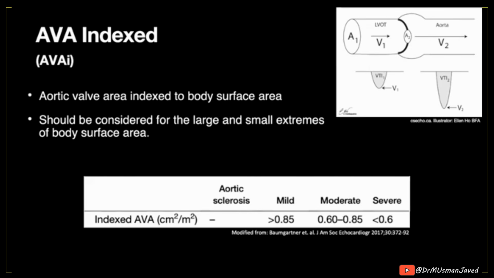And this is particularly important in the larger, smaller extremes of body surface area. Similar to the concept of patient prosthesis mismatch, which Taylor talked about in another presentation, a smaller person may not need as wide of an opening as a bigger person. So it's important to remember to index these findings to body surface area. And here we have the cutoffs, with 0.6 being the cutoff for severe aortic stenosis.